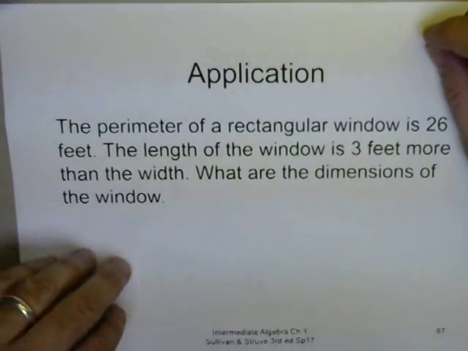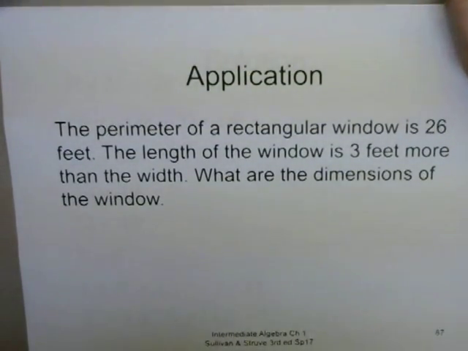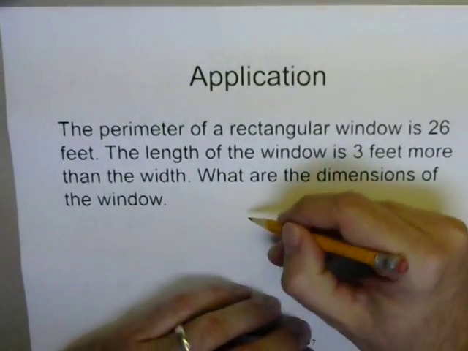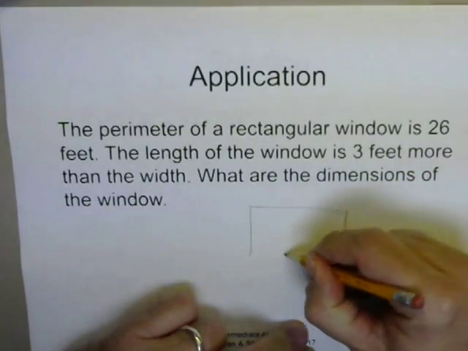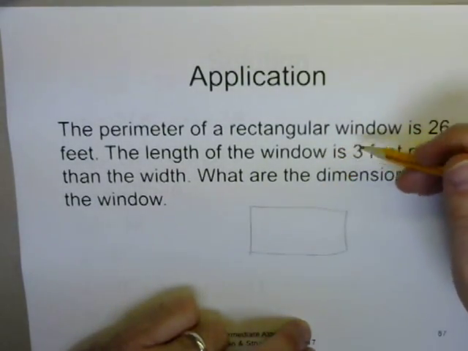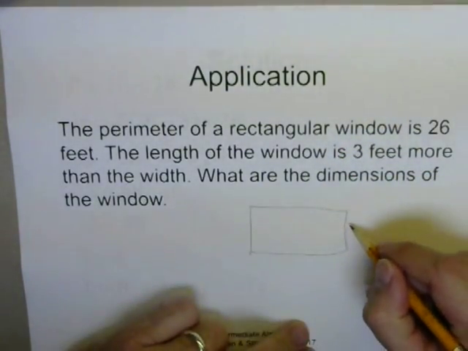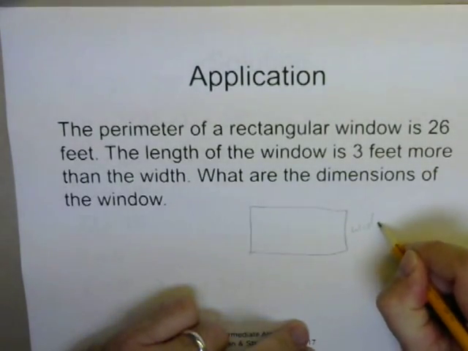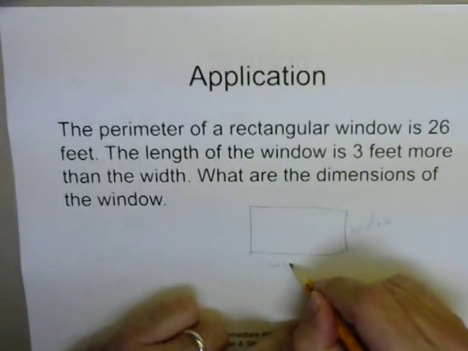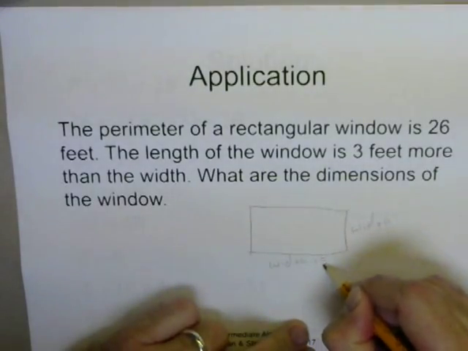Let's maybe look at one last application here involving the perimeter. Remember the perimeter, let's say that the perimeter of a rectangular window is 26 feet, right? So we've got this rectangular window. I don't know how it's oriented. The length of the window is 3 feet more than its width. So you've got the width here, and the length in this case is whatever the width is plus 3, right?